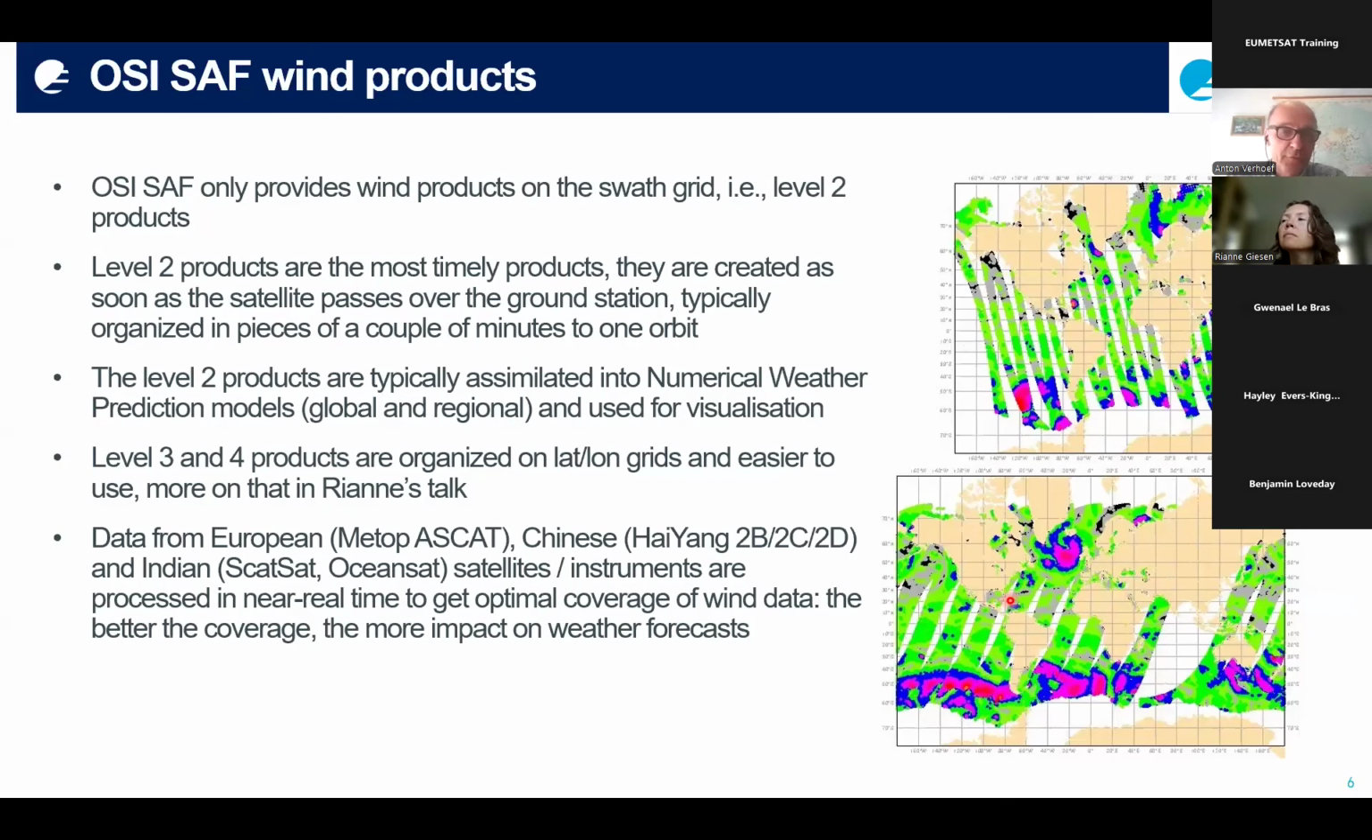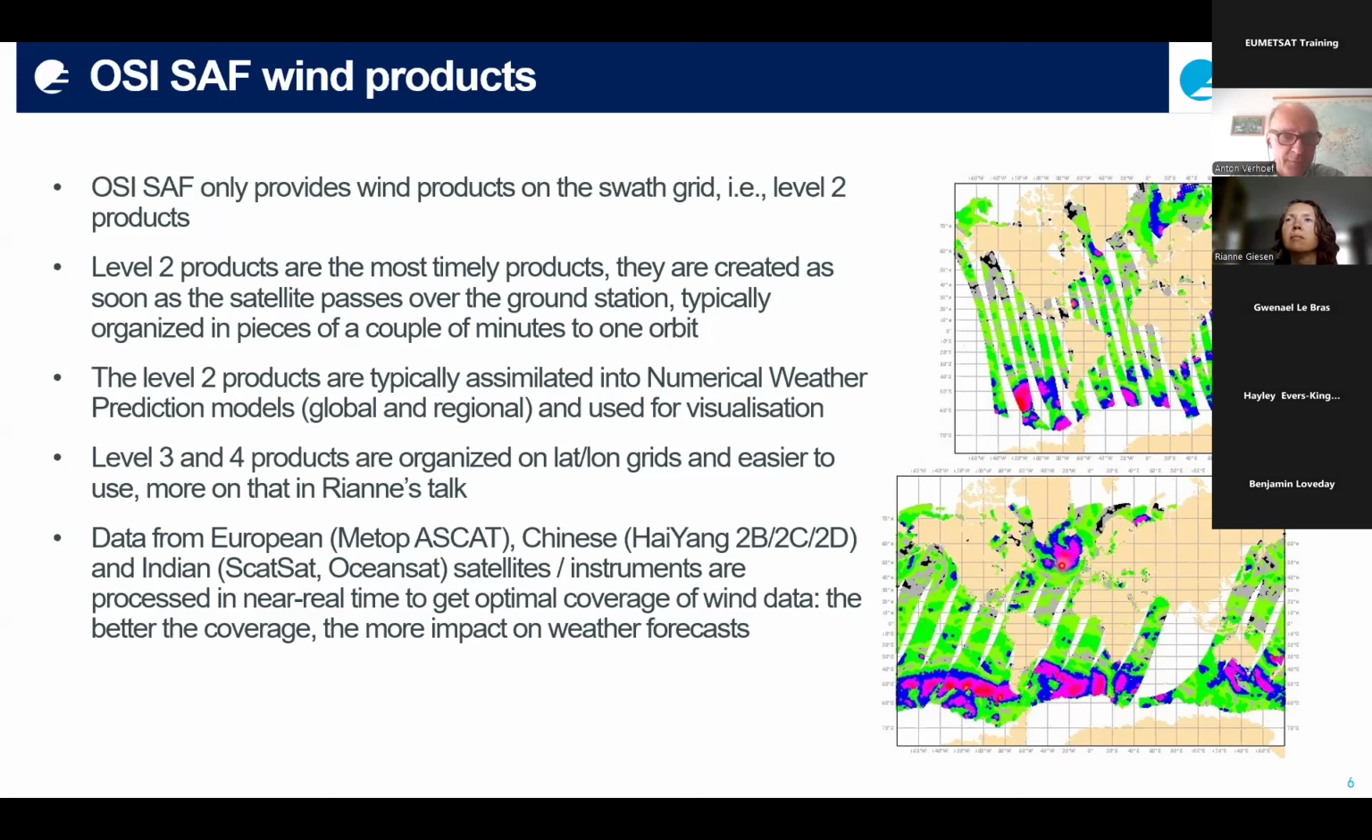So let's move on to the OSI SAF wind products. As said already by Gwenaël, the OSI SAF only provides wind products on the swath grid, so what we call level 2. So you can see two examples here on the right-hand side from different satellites. So the level 2 products are really the most timely products. As soon as we get data from the satellites, the level 2 is produced, and they are typically organized in files with a couple of minutes or one orbit of the satellite. And they are typically used for numerical weather prediction models for data assimilation. And also they can be used for visualization because they are available quite fast.